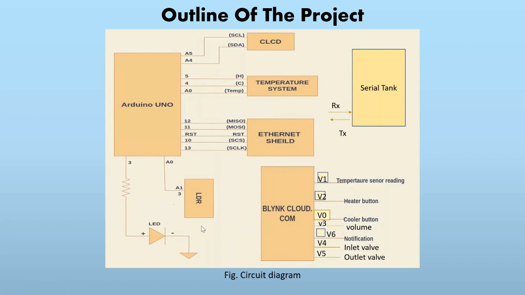In the Blynk Cloud app, we'll be giving the data streams as V1 for temperature sensor reading, then V2 for heater button, V0 for cooler button, V3 for volume, V6 for notification of the specification we are doing, then inlet valve V4, outlet valve V5.